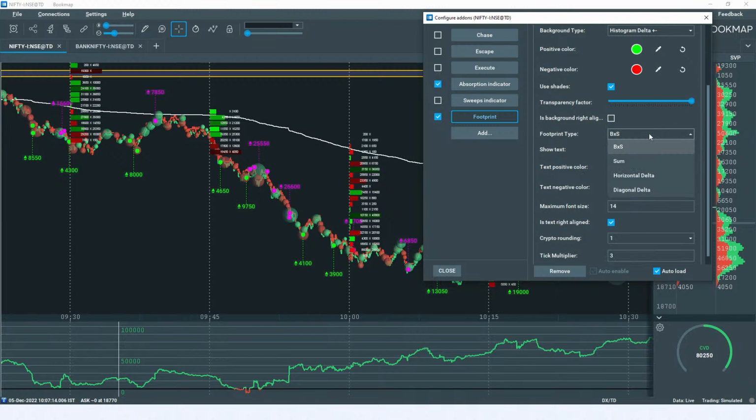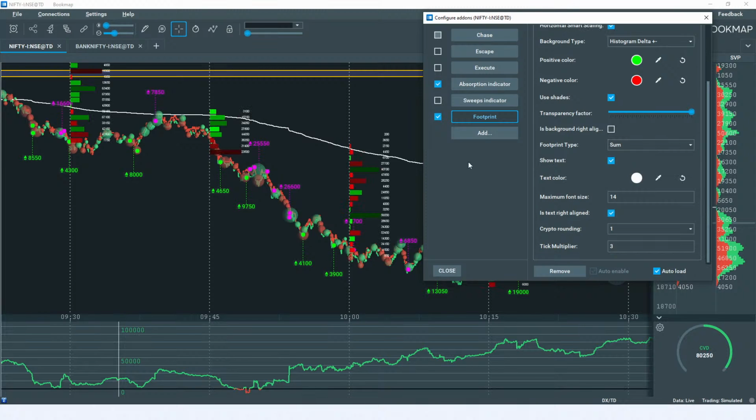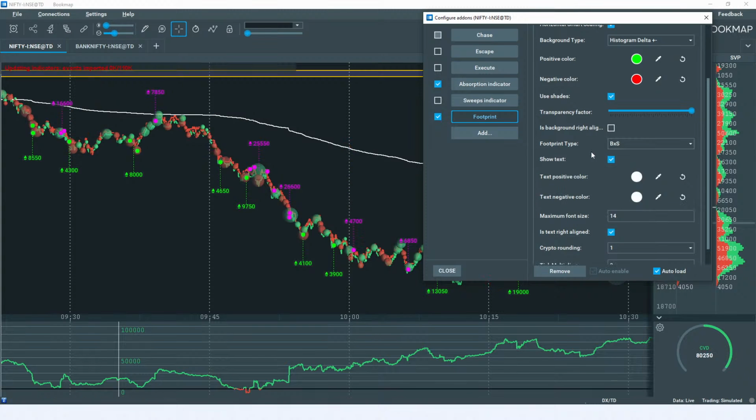Footprint chart, footprint type, I have kept it as buy and sell order, which will help us to identify the sell and buy differences. That's why I want to monitor it in the buy and sell. Or you can also look at the sum, which will help us to identify the number. So now you can see only numbers it is showing. At the present moment it will only show us the entire summation of the entire level. So I want to see both pieces of information. That's why I want to keep it as buy into sell.